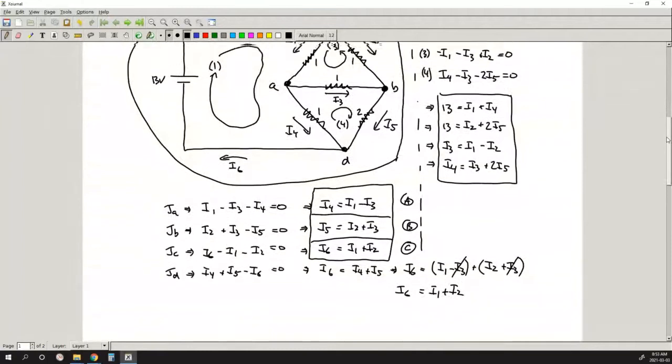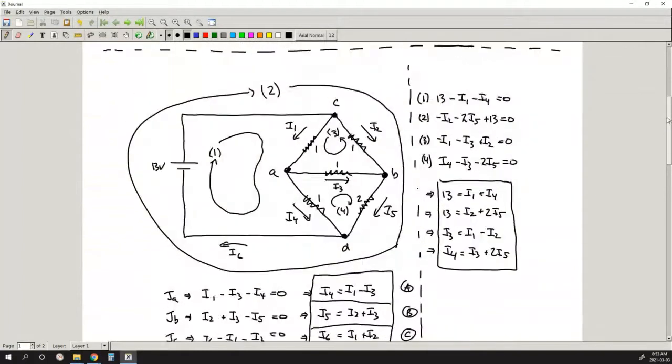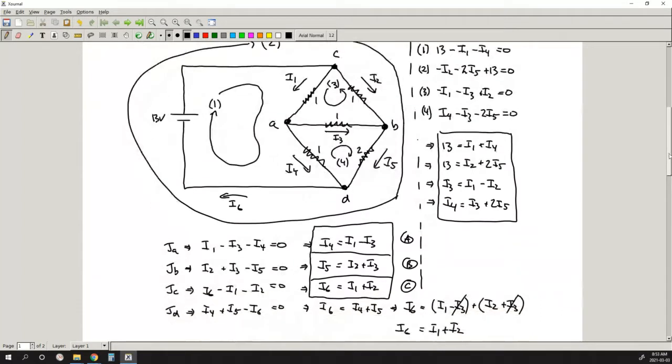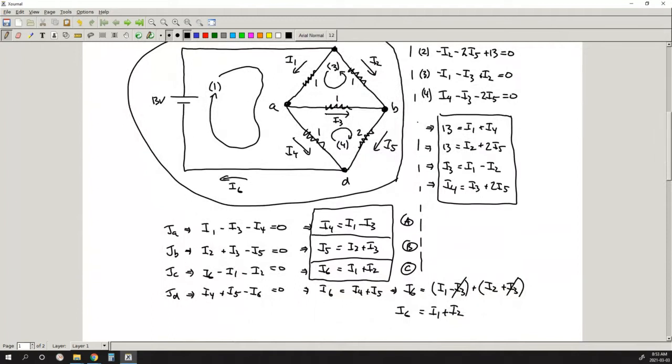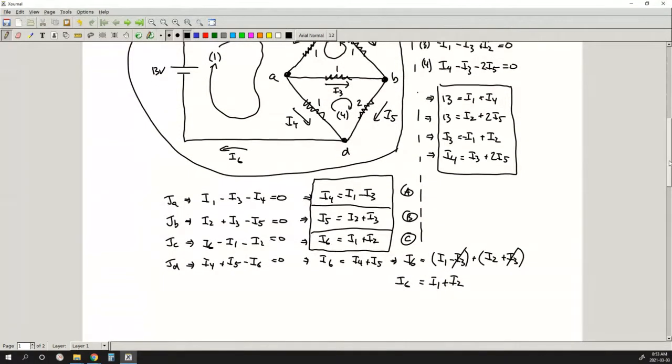Oh, I think you're right. Did I make a mistake there? Let's see. Okay, so we have I3. This came from number 3 here, and so I3 would be shifted over, and it would be I2 minus I1. Yeah, that's right. So that would be I2 minus I1. Shift that. Sorry about that.